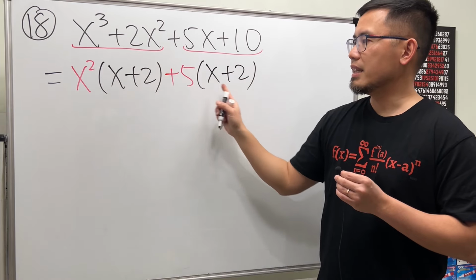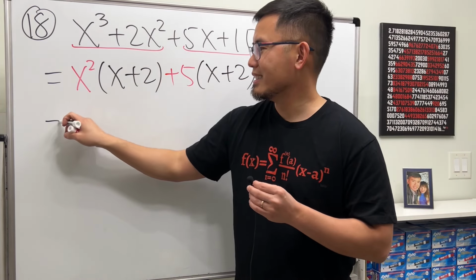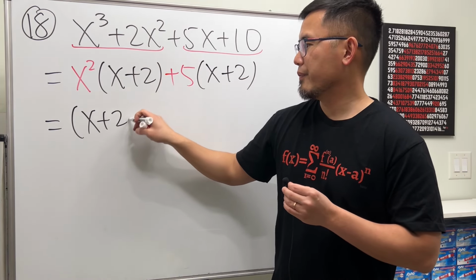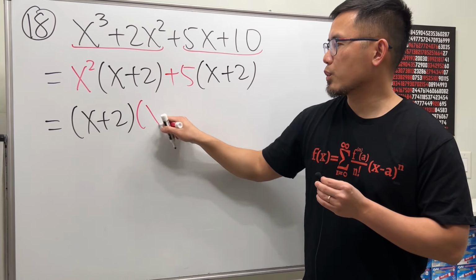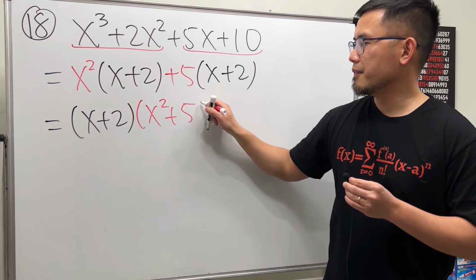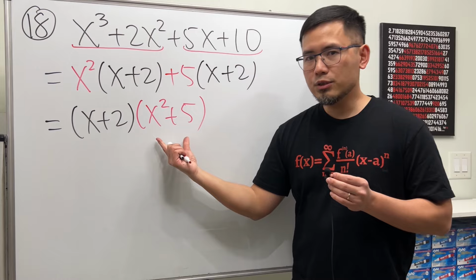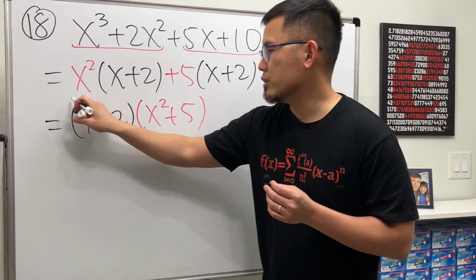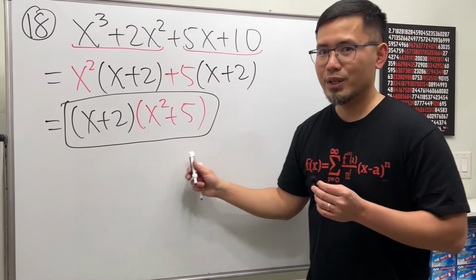Next, this and that, we can factor that out. So x plus 2, and then here we have x squared plus 5. Notice this right here is not factorable, so we just leave it like this. And then we are done.